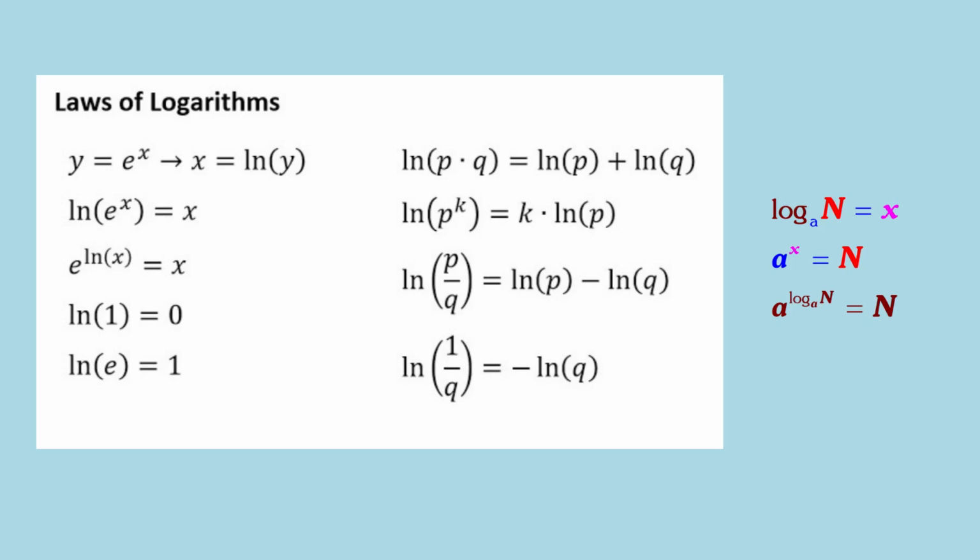And if you look on the right, outside the white box, this one results in the fact that a raised to the log of whatever number you have will result in that particular number. This is because the logarithm of that base will cancel out the exponential base, resulting in the number that's inside the logarithm output.